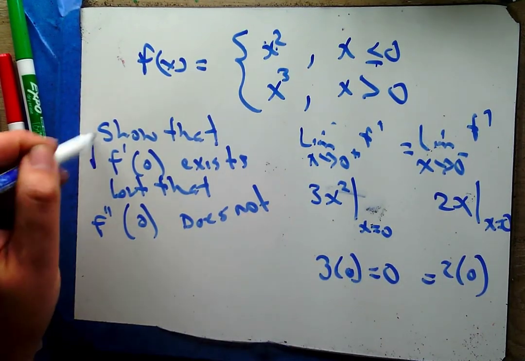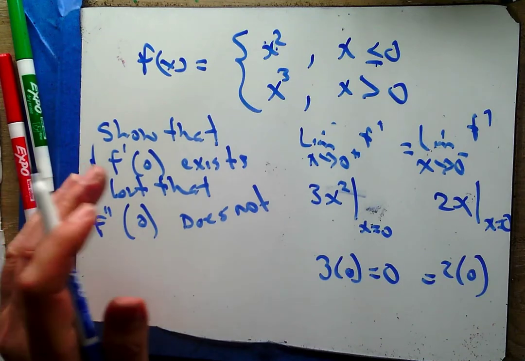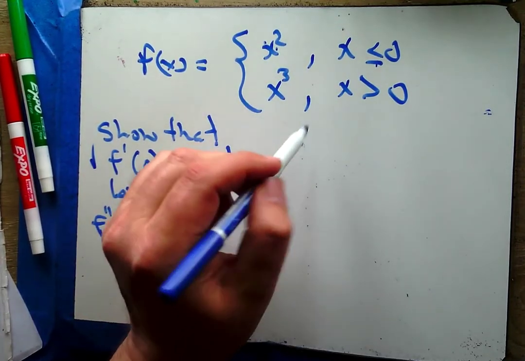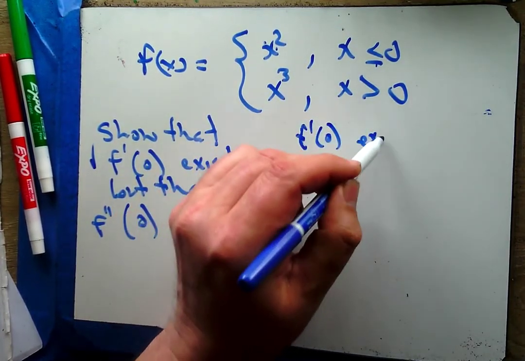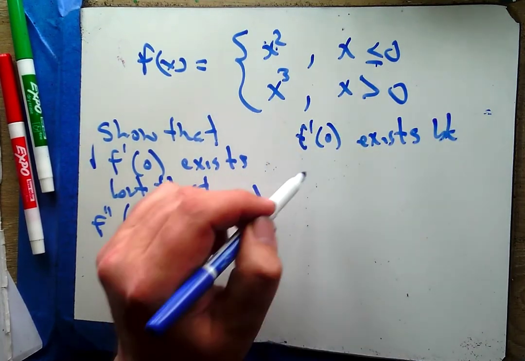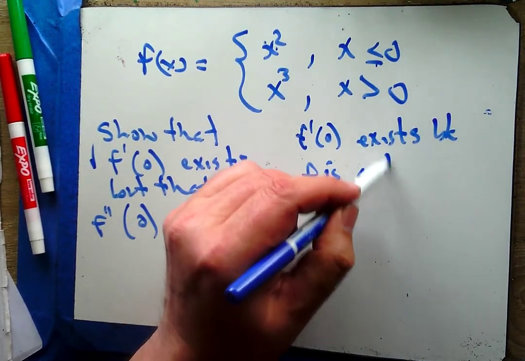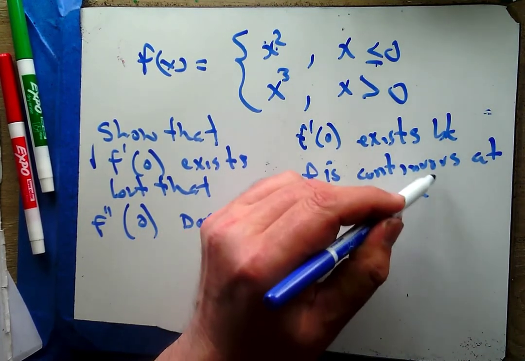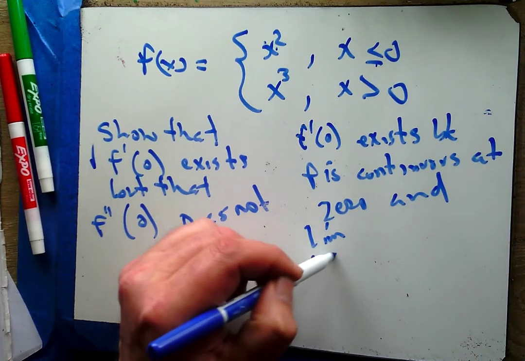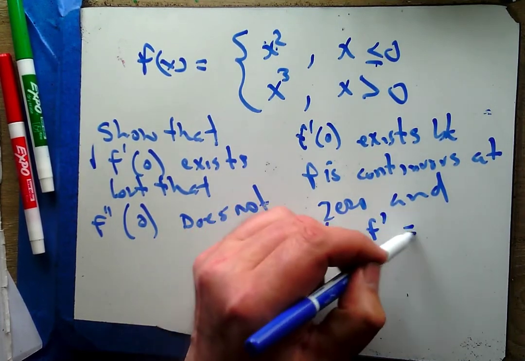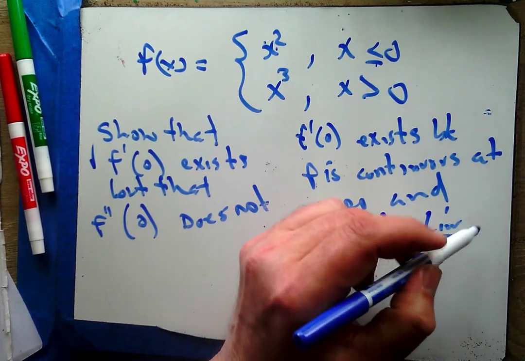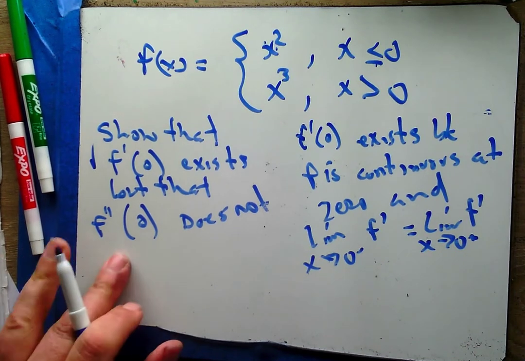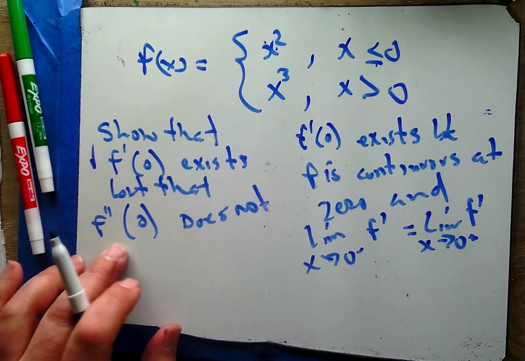So we could show that f prime of 0 exists, because, in fact, we could even write out a nice nifty justification. We could say f prime of 0 exists because f is continuous at 0 and the limit as x approaches 0 from the negative side of f prime equals the limit as x approaches 0 from the positive side of f prime. That's great. Now we're supposed to show that f double prime of 0 doesn't exist.